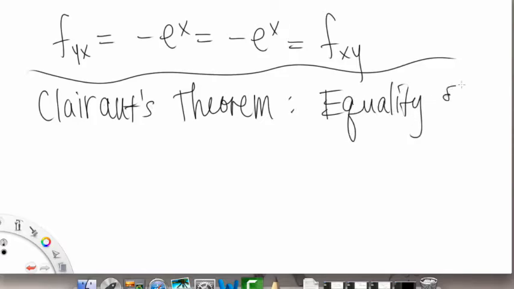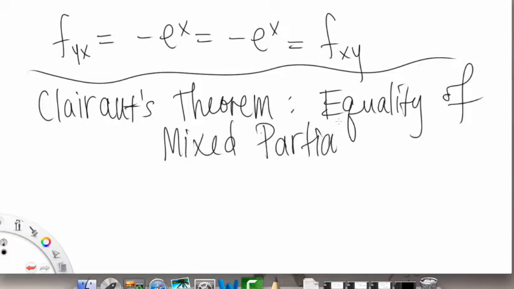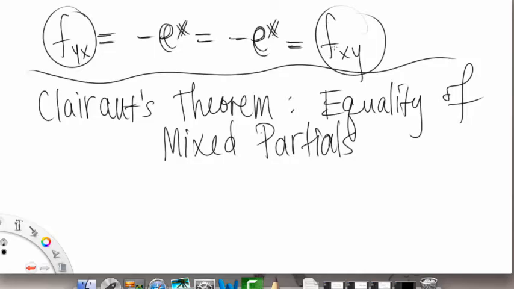Mixed partials means when you take the derivative with respect to different variables. Here it just means that it doesn't matter which order you take them, whether you take the derivative with respect to y first and then x, or with respect to x first and then y. You're going to end up with the same result.